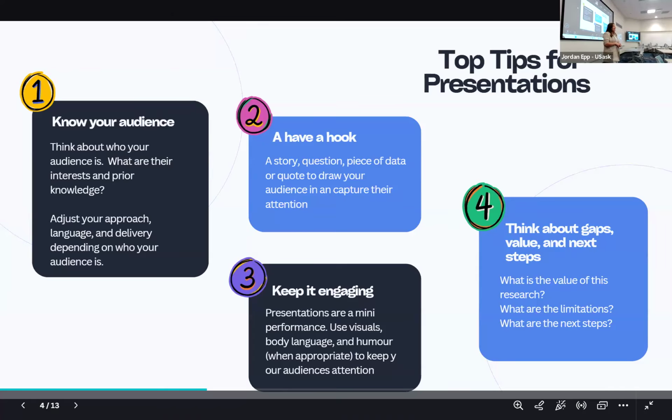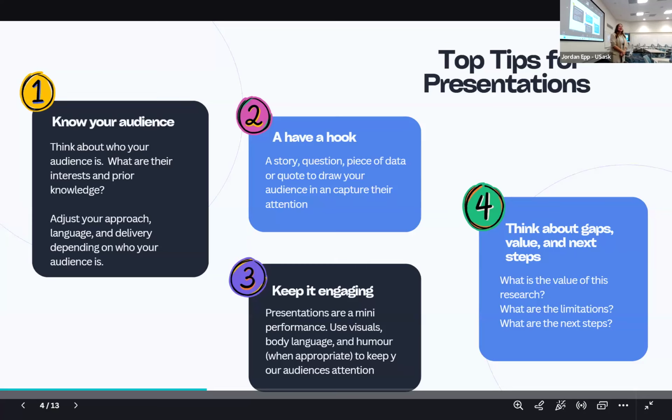Maybe you have some really interesting data that you've collected. What's that punchy data that makes you say, wow, that's really interesting? Something to bring them in. Or just a story or a joke or some sort of connection that captures attention.